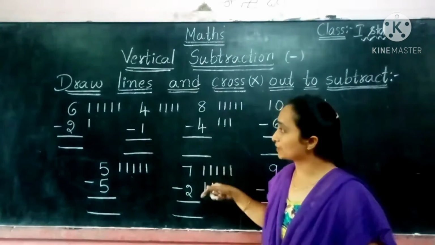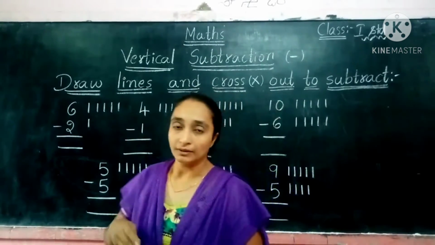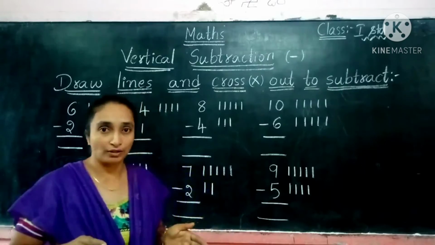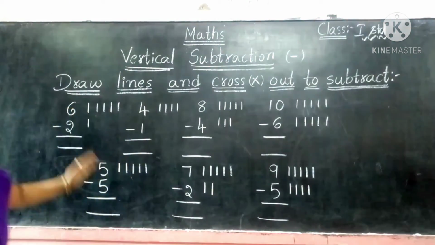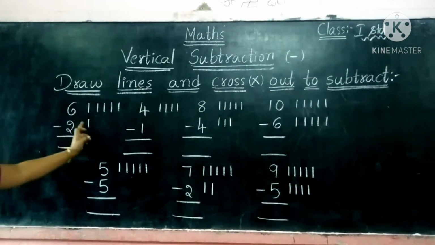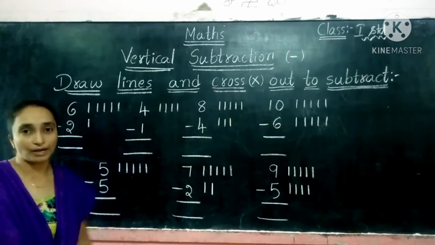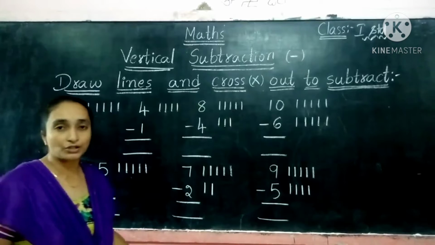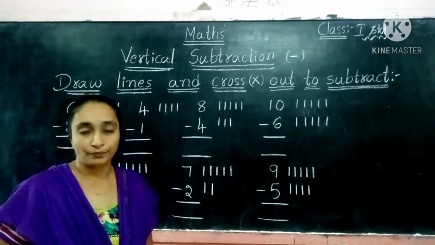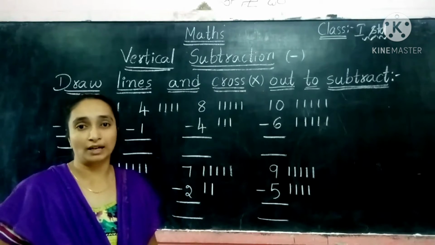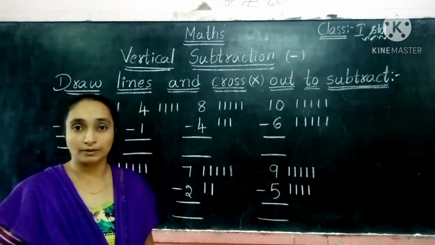So here we can see, children, the same vertical subtraction. So we have to write in the same form, the vertical subtraction. Just we have to draw the lines and cross out for subtraction. So to do the subtraction, we just have to cross out. We only have to draw the lines. So here we don't need to draw the pictures, children.